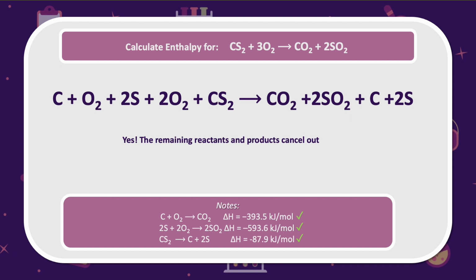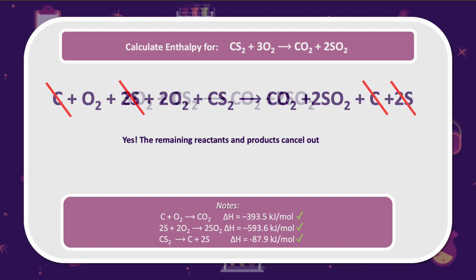C and 2S will be cancelled from the final total equation because both these elements appear at the reactants as well as products sides of the final total equation. The 1 mole of carbon solid and the 2 moles of sulfur solid will be cancelled from the final total equation because both of these solid elements appear at reactants, as well as products sides of the final total equation.